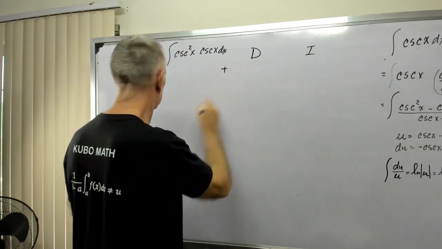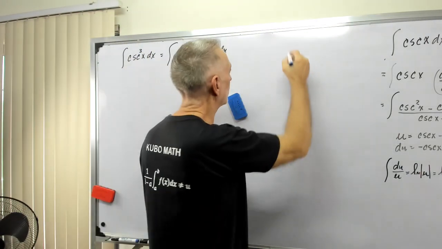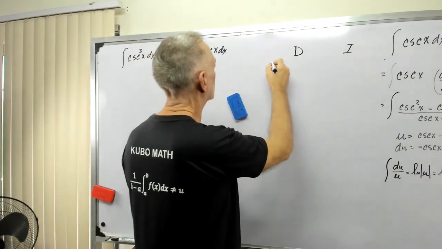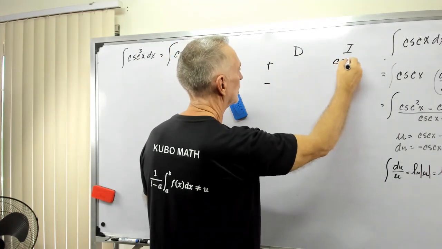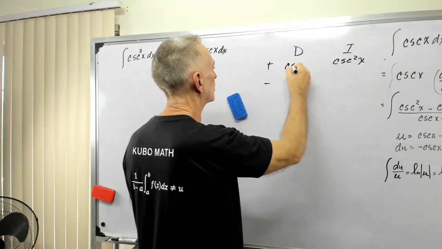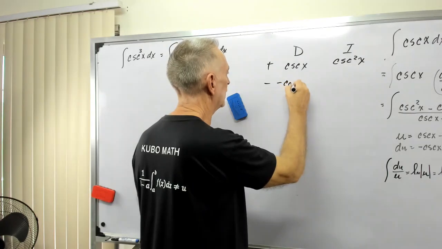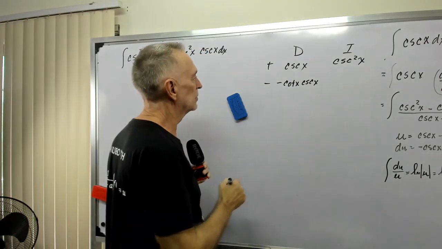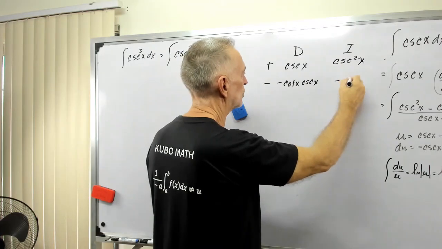So we have a plus. I probably need to scoot that over, don't I? Alright, DI. Can you see that okay? Alright, so we have a plus minus. So let's integrate cosecant squared x, and let's differentiate cosecant x. Alright, if we differentiate this, it's minus cotangent x cosecant x. So that's the derivative of cosecant x. And then the integral of cosecant squared x is minus cotangent x.